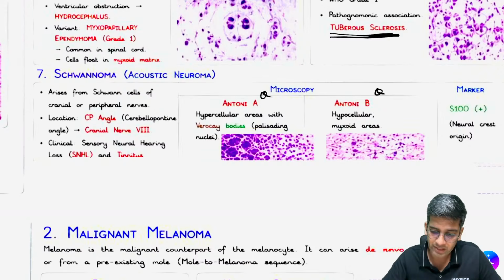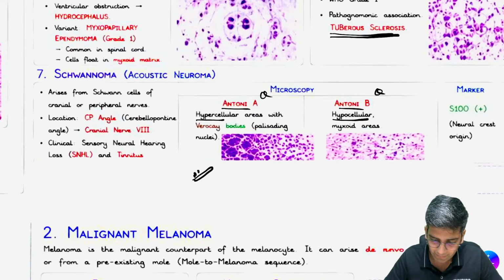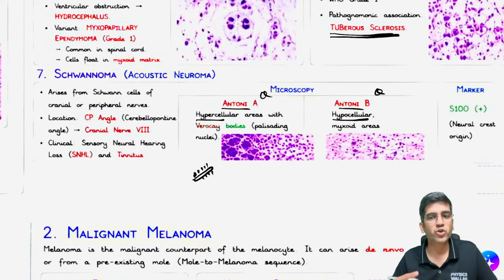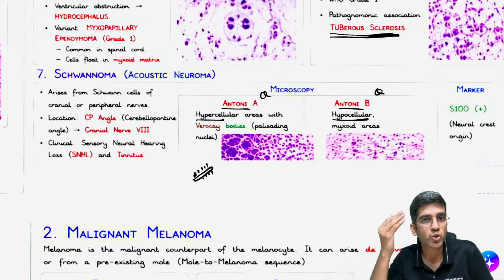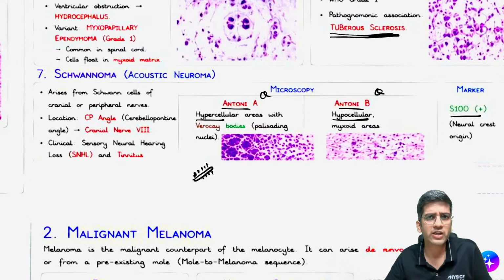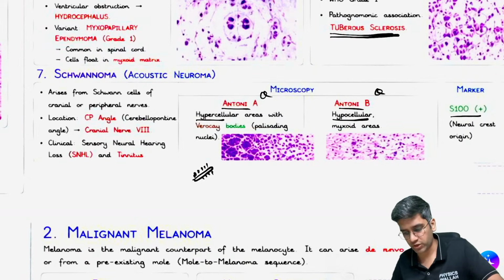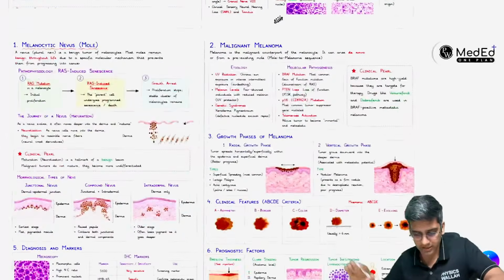Do remember, whenever you see these two patterns, Antony A is hypercellular, Antony B is hypocellular. In that hypocellular area, I have palisaded nuclei of Schwann cells, which you call a Verocay body, which is diagnostic. Schwannoma, acoustic neuroma, a tumor presenting in the CNS with tinnitus. You'll read it in ENT as well. Both schwannoma and acoustic neuroma are the same. Both are S100 positive. Fine. Okay, that's in short about CNS.